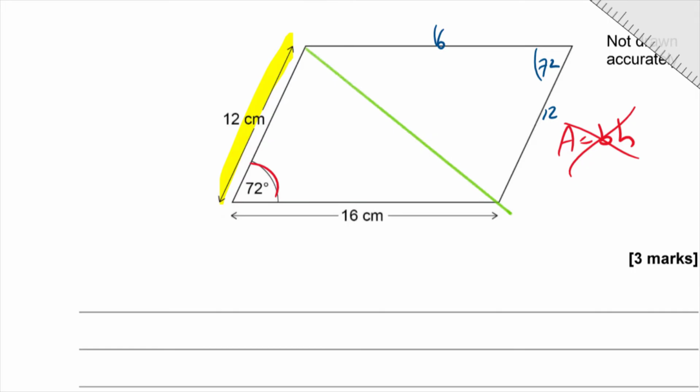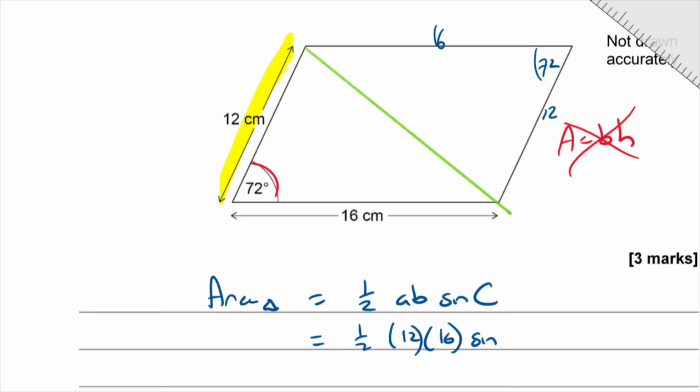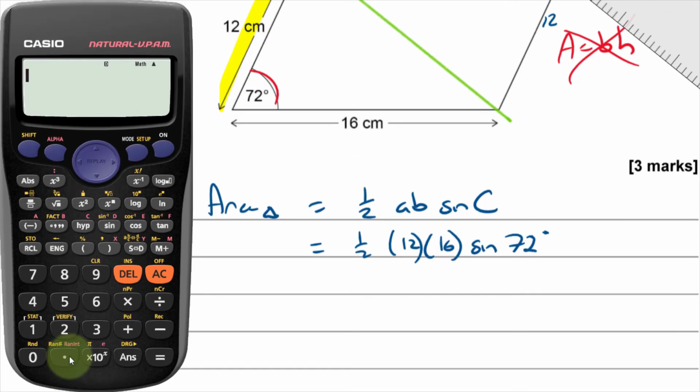Now I do have a formula involving 2 sides of a triangle and the included angle. It's that trigonometry version of it. So the area of a triangle is going to be, well, it's half AB sine C, isn't it? So half of the 2 sides, 12 and 16, times the sine of the included angle, sine 72. So what's that? Reaching for the trusty calculator. Half times 12 times 16 times the sine of 72. It's giving me 91.3.